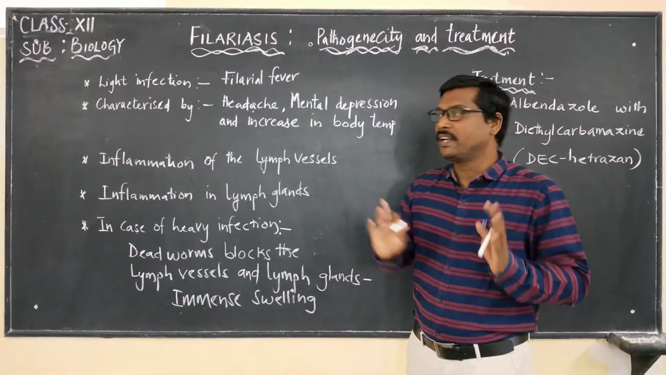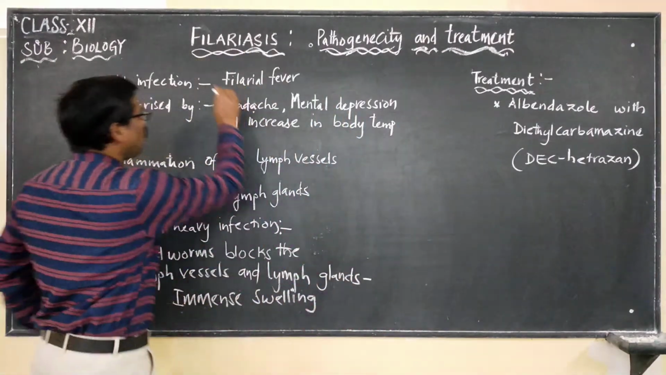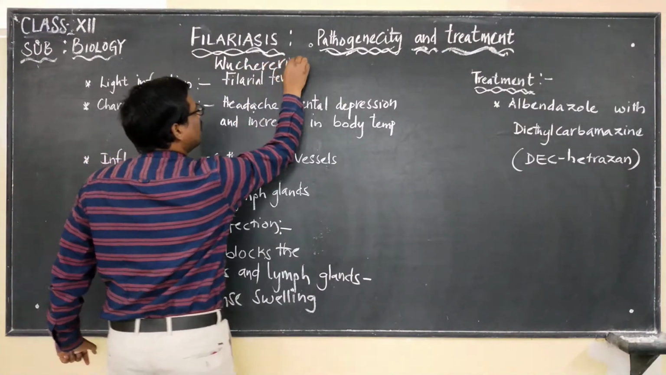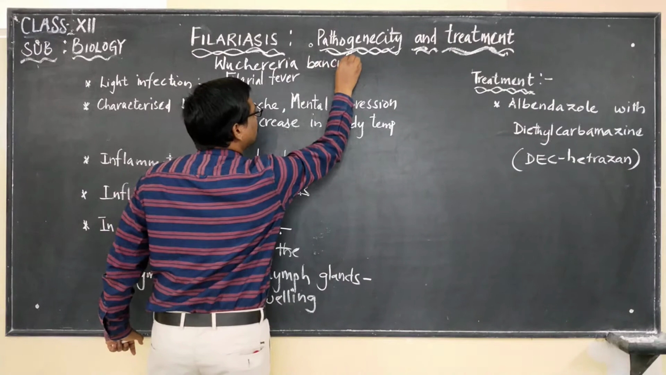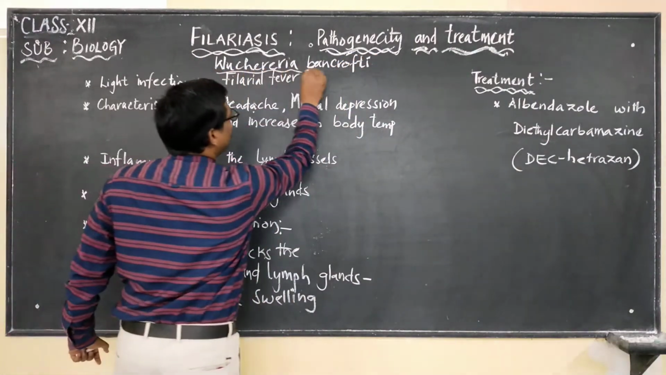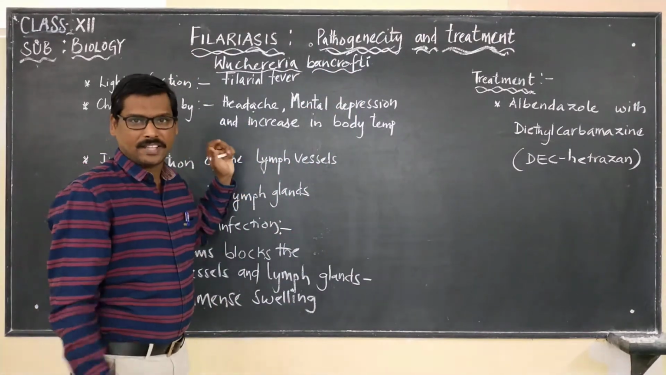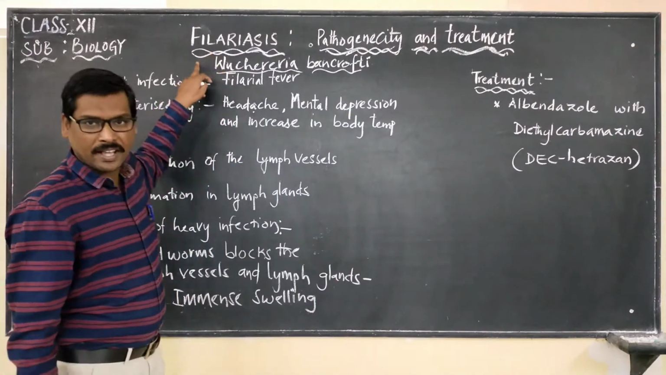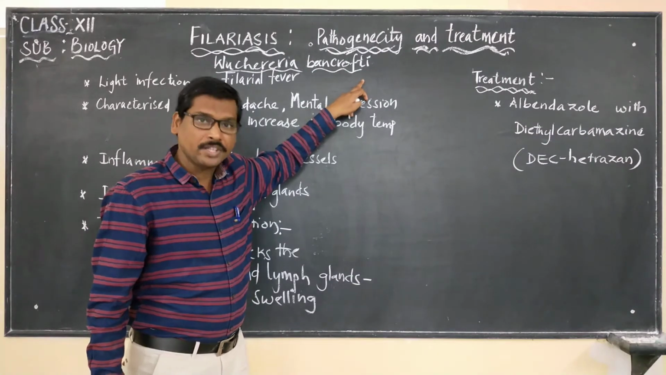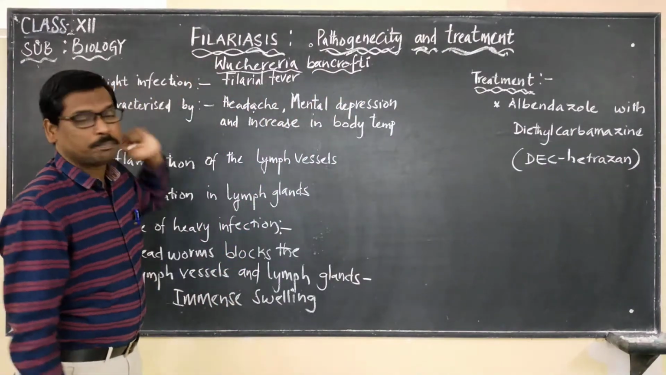Now we are all aware that this disease, filariasis, is caused by a pathogen, a roundworm called what? Wuchereria bancrofti. It is the worm that is causing this particular disease, so we have to remember the pathogen. It is well known as what? Elephantiasis. This disease is well known as elephantiasis, which is caused by Wuchereria bancrofti, the pathogen roundworm belonging to the phylum Nematoda. So we have to remember that point.